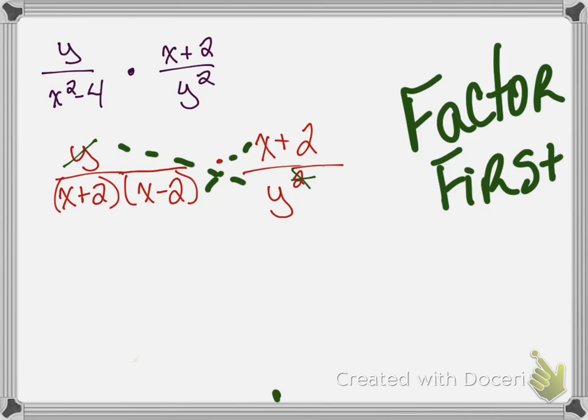What is a number or a variable divided by itself? 1. Always. Okay? Be careful with that, because I always have students that will end up putting 0 there, and it's not 0, it's 1. So I'm left with 1 right here.